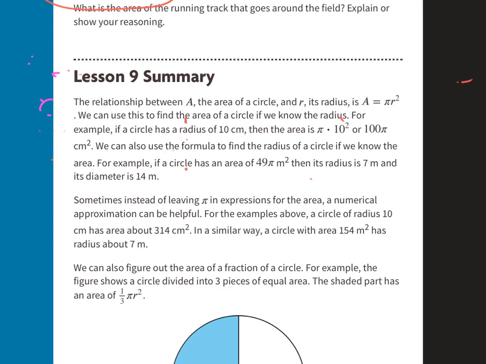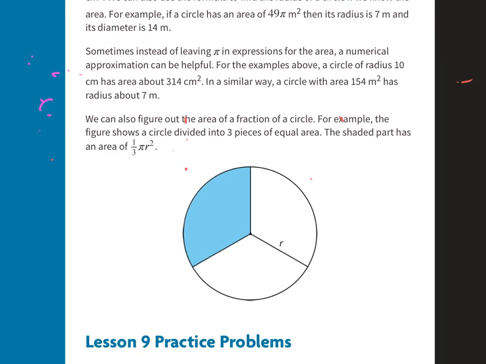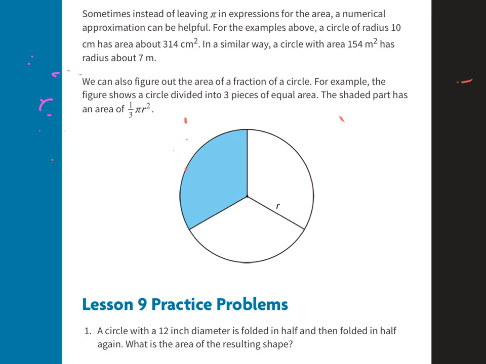Sometimes, instead of leaving pi in expressions for the area, a numerical approximation could be helpful. For the examples above, the circle with the radius 10 has an area of about 314 centimeters squared. Pi times 10 times 10 is going to be 314. In a similar way, a circle with an area of 154 has a radius of about 7, since 7 times 7 times pi is about 154. We can also figure out the area of a fraction of a circle. For example, the figure shows a circle divided into 3 pieces, so we can go pi times radius squared divided by 3, or multiplied by 1/3. The book likes to multiply fractions. I think dividing by whole numbers is better.